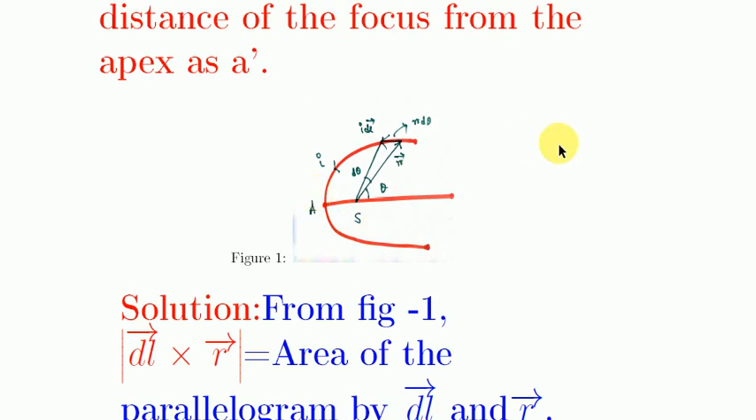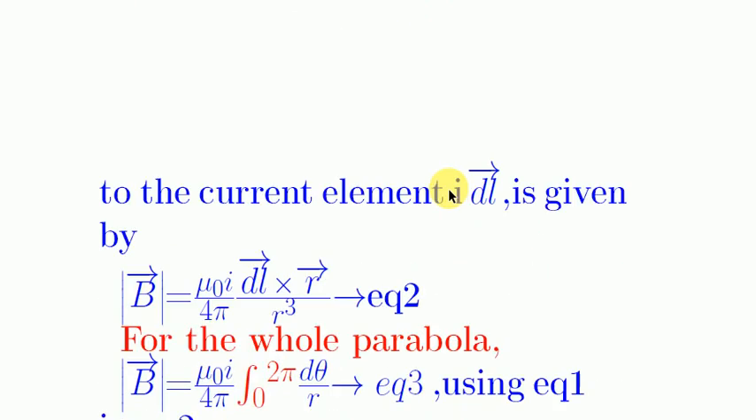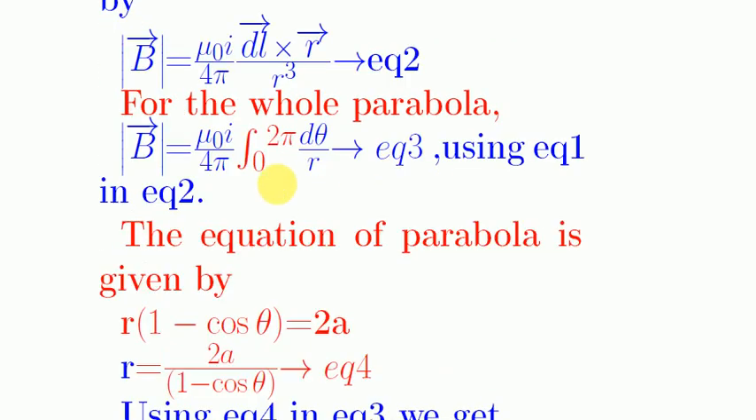And for the whole infinite parabola, we can say the limit of theta is 0 to 2 pi, and that is why we used here the limit 0 to 2 pi and the integration symbol. For the whole parabola, we can write this, and how d theta by r?